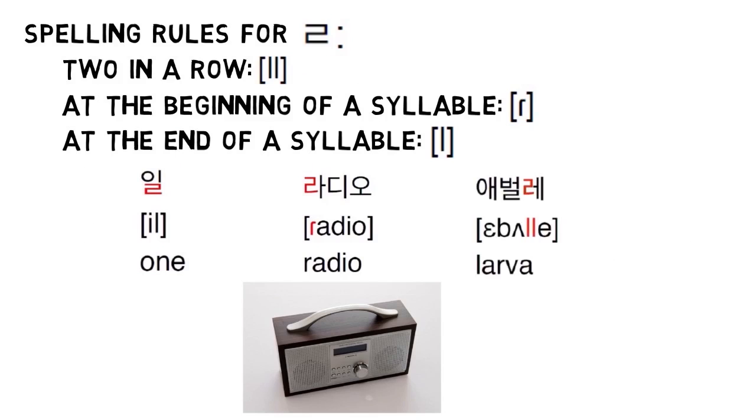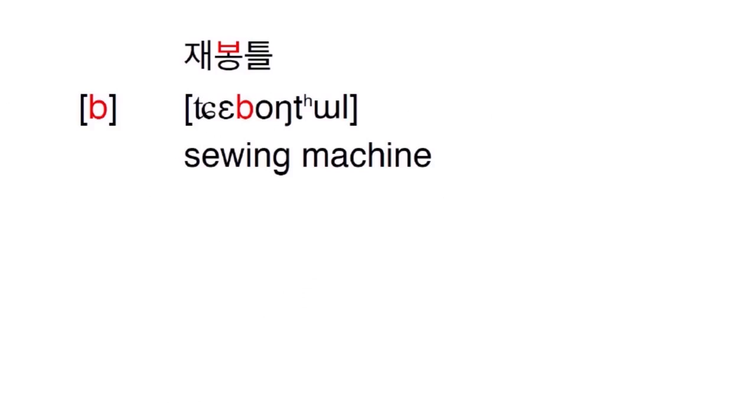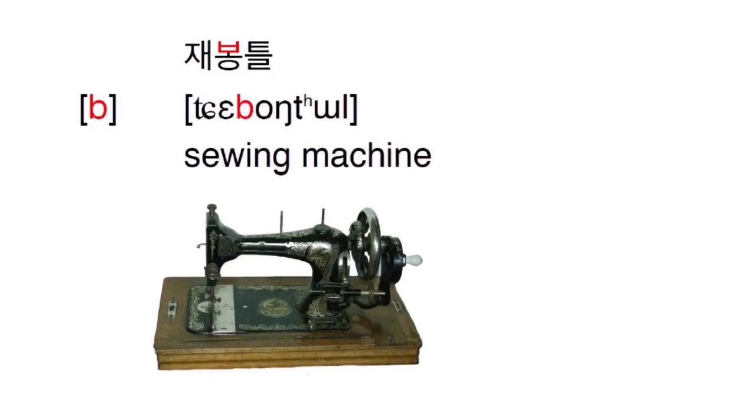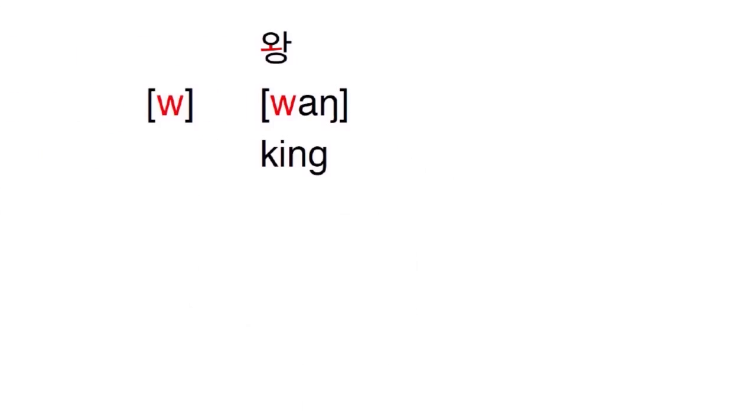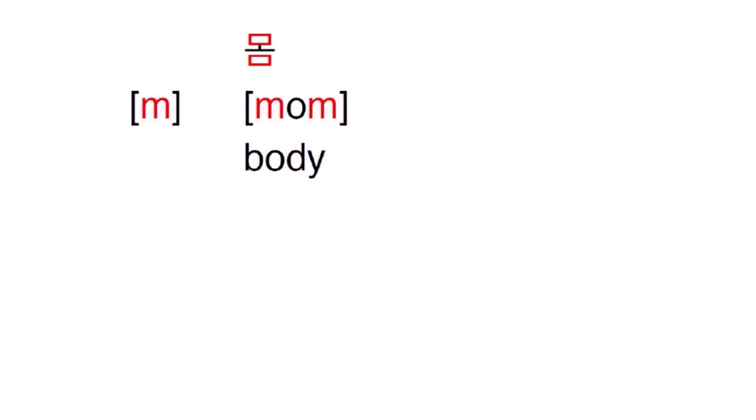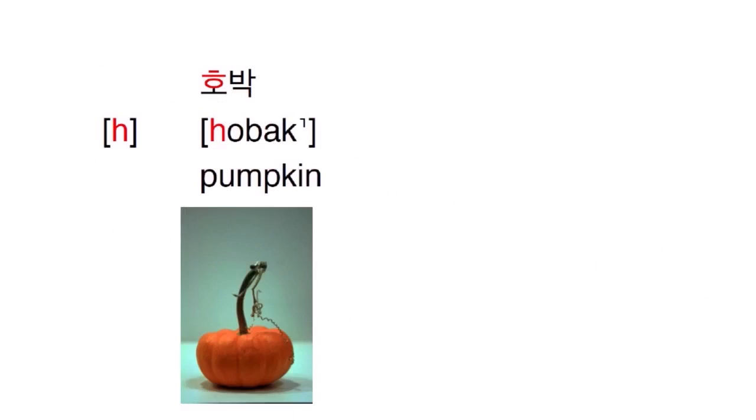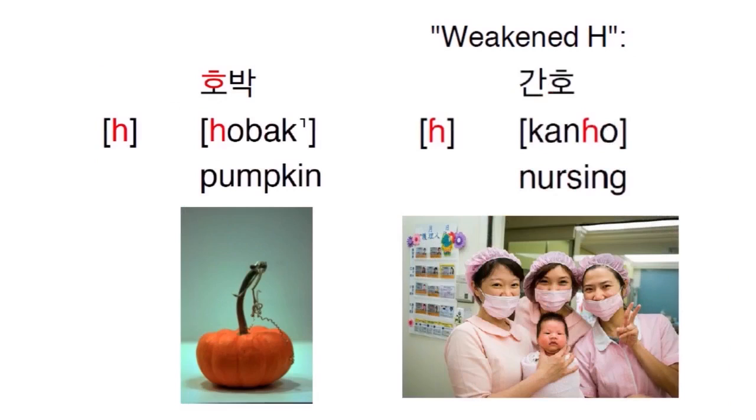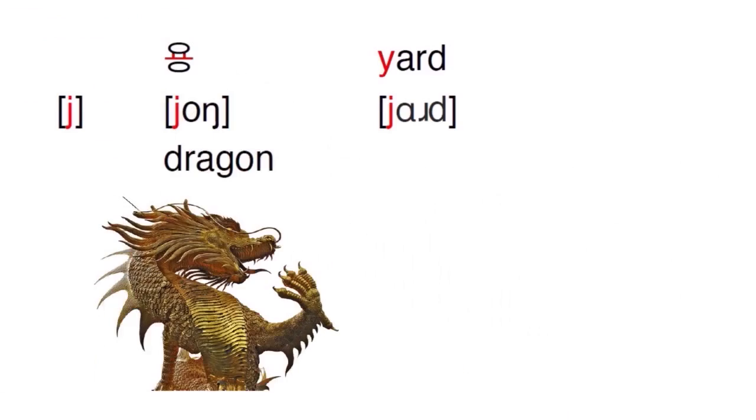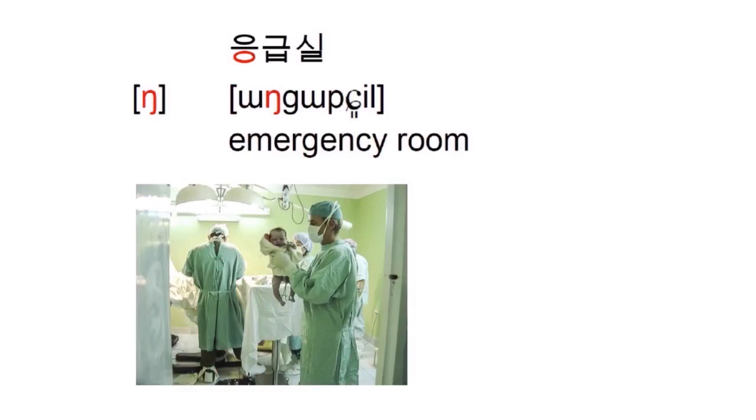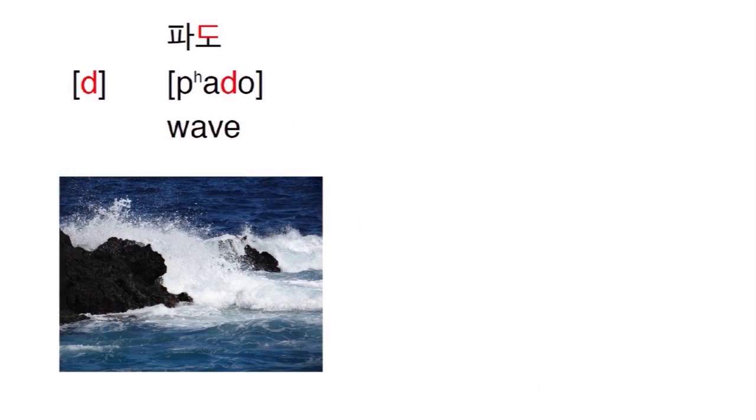And with that, we've covered all of Korean's consonants. To quickly review, we had B as in 재봉틀, G as in 고구마, W as in 왕, M as in 몸, N as in 나비, and H as in 호박. We also covered a weakened version of H, as in 간호. Then there was NG as in 용, as in 응급실, D as in 파도, which is made a bit further forward in the mouth than English's D.